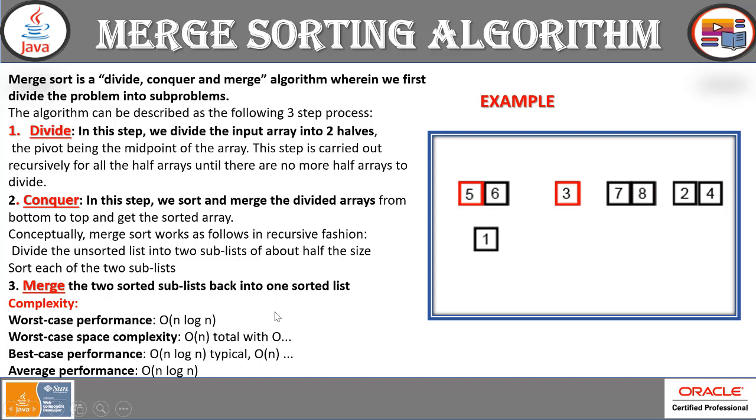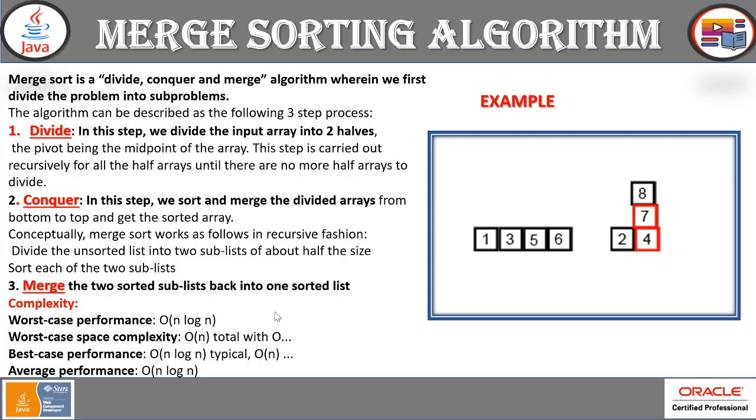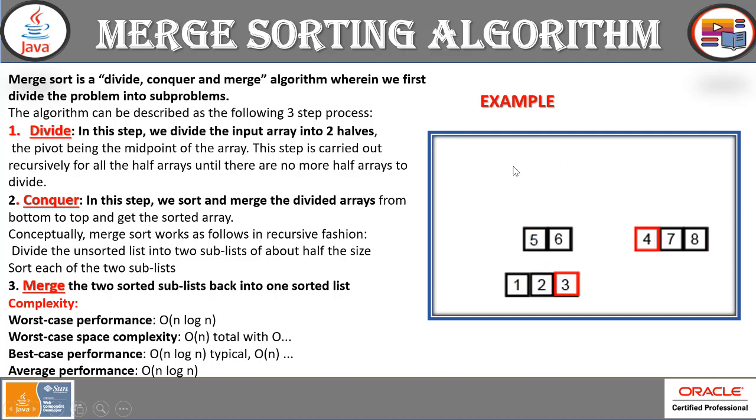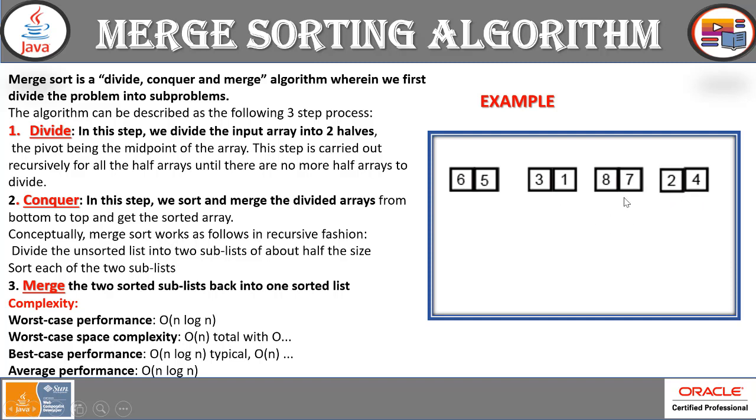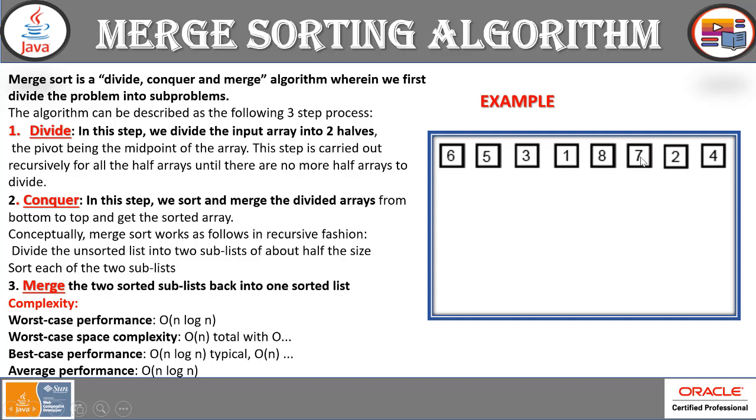The algorithm can be described as follows. Divide: in this step, we divide the input array into 2 halves, with the pivot being the midpoint of the array. This step is carried out recursively for all the half arrays until there are no more half arrays to divide. As you can see in this picture, we have a set of elements in unsorted form, and here we divide it, and it recursively divides until we have only single elements in the set.